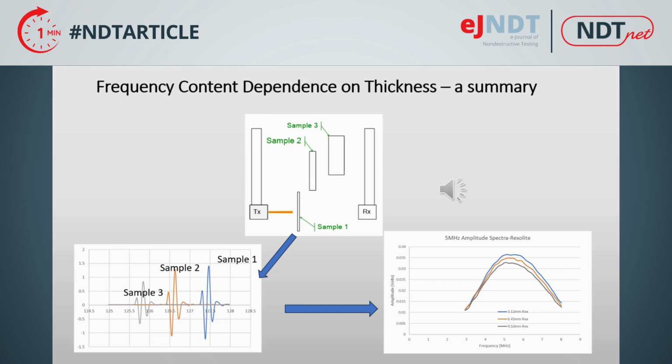We thought it would be interesting to assess the attenuation of several materials commonly used to make refracting wedges and delay lines. To this end, we set up a relatively simple experiment. We used an immersion through transmission technique to compare attenuation in 5 different materials using different thicknesses of each material. After capturing the waveform from each sample, the signal was converted to the frequency domain.